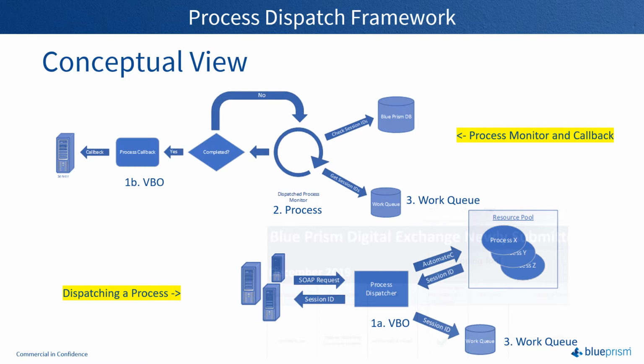The top part of the graphics shows the monitoring and callback event. The dispatched process monitor is scheduled at a defined frequency of, let's say, 10 minutes. It retrieves the session ID from the work queue and checks the status of the running process by querying the database. If the process is found to be completed, then it triggers the callback action, else the completion status will be checked again in the next scheduled run.